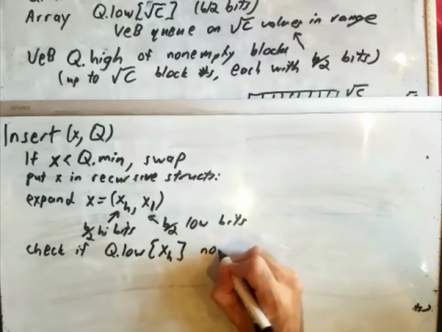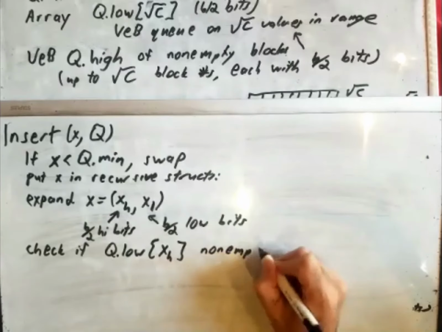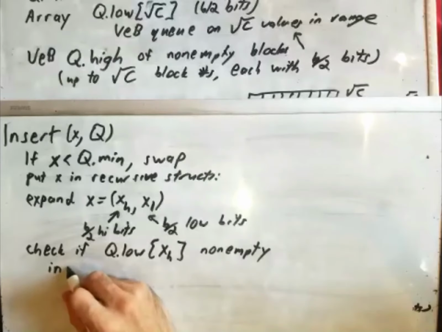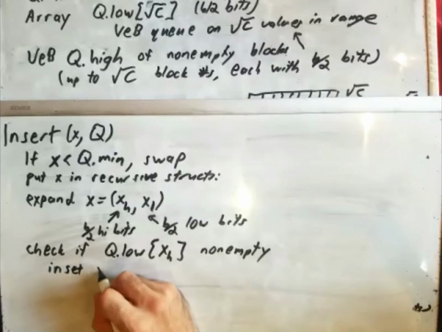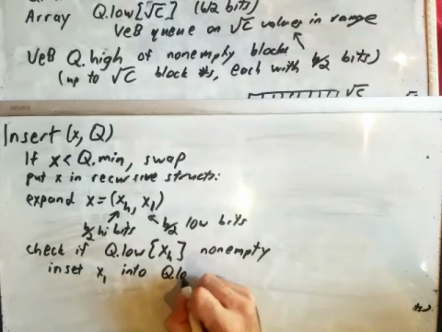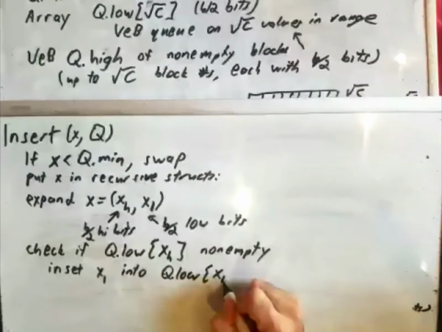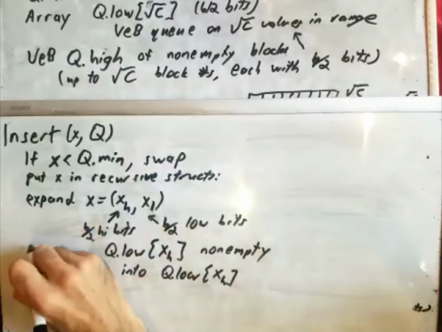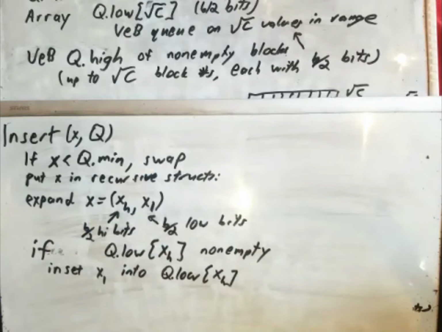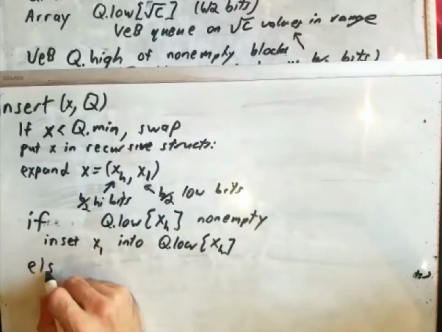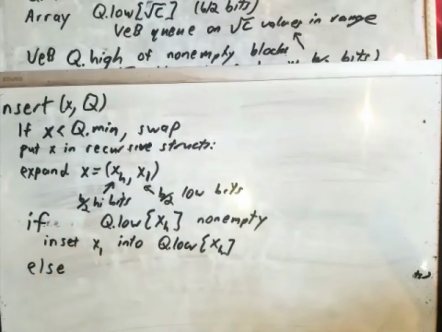If it's non-empty, if there are already items and already a recursive priority queue there, then I just need to insert XL into Q dot low of XH. Let me get rid of check and just say, if Q dot low is not empty, then I need to insert the low bits into the appropriate second level data structure. And then I'm done. What if Q dot low is empty?